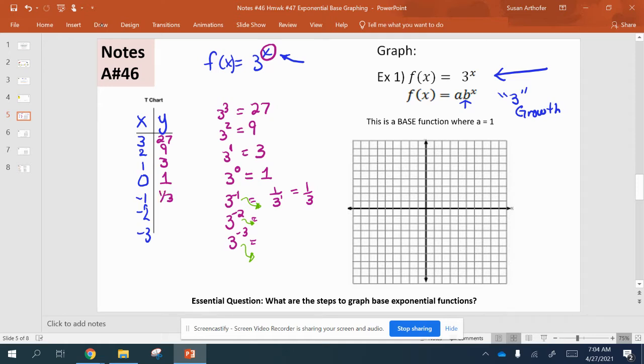What about 3 to the negative 2? Dive it down. In this case, 1 over 3 squared is 1/9. 3 to the negative 3, dive it down. When you dive it, you make that exponent positive. 1 over 3 to the third is 1 over 27.